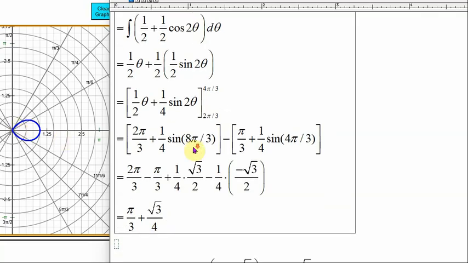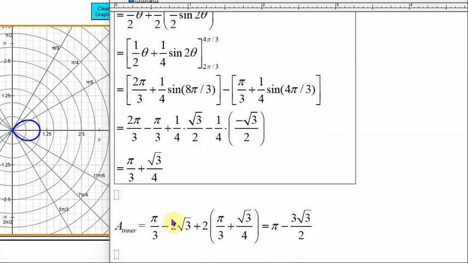And therefore the area of the inner loop will be pi over 3 minus 2 times the square root of 3, plus 2 times this quantity right here. And so we end up with pi minus 3 times the square root of 3 over 2. And so this is the area of the region inside the inner loop.